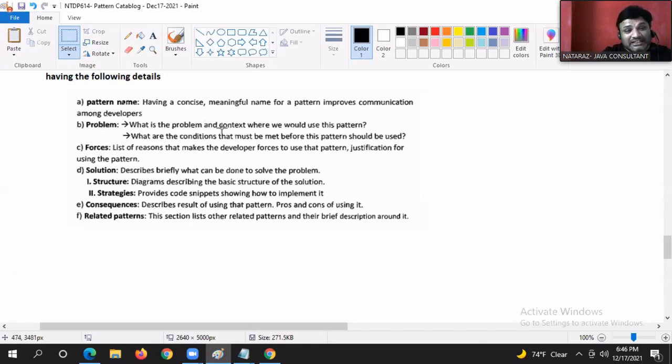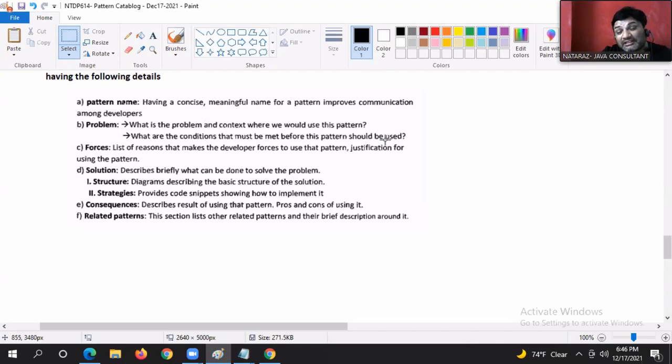Problem. What is the problem and context where this pattern would be used? What is the condition that must be met before this pattern should be used? What kind of setup should be there? In what kind of situation may this problem occur in order to apply this solution? What kind of environment should be there in order to apply the solution to solve the problem?